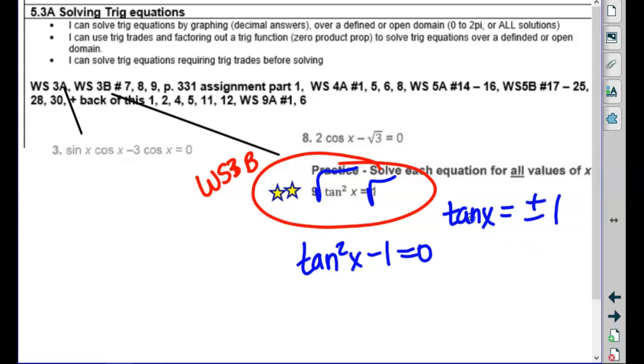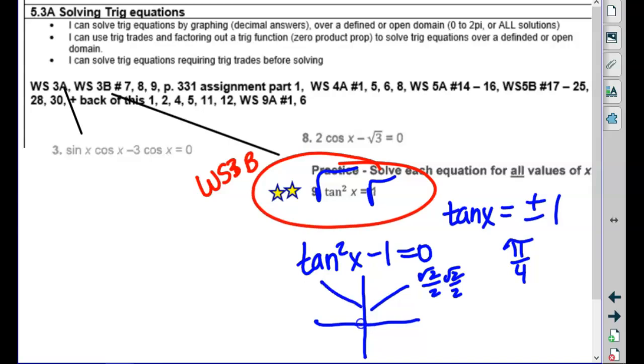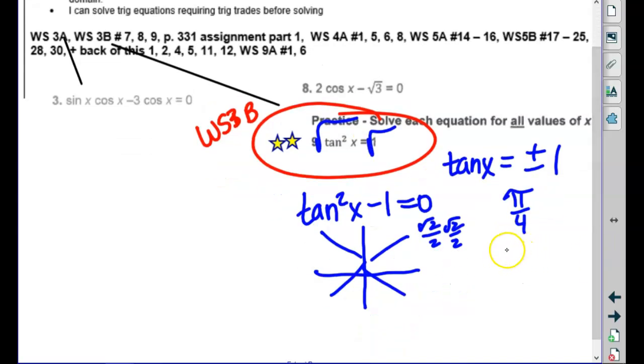So if it says, what are the values of x for which the tangent is 1? So look at your unit circle. Tangent is tricky. Anybody remember where we find the tangent is 1? Yes, square root of 2 over 2. So that is at pi over 4. And the other place that it would be -1 or +1 in every quadrant at that spot, right? So we'd have pi over 4 and what else?